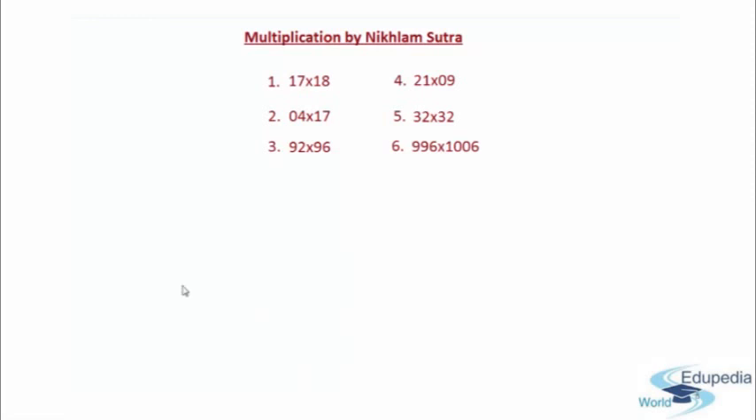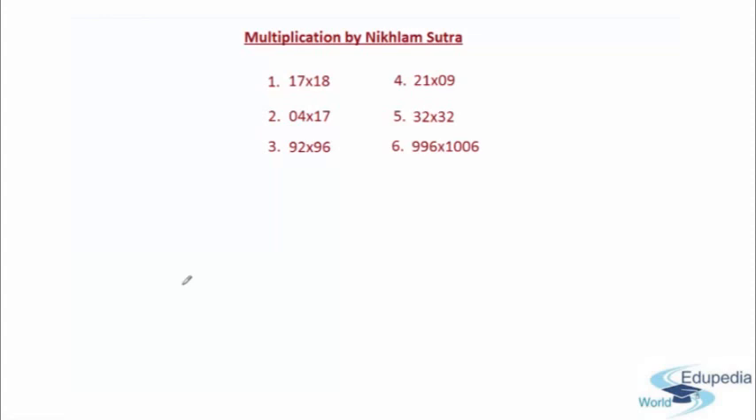Now coming to problem number 6. Here we are having 996 into 1006. If you observe this, you can say that here we can apply only case number 3 Nikhilam Sutra. Why? Because of only one reason: one number is greater than the base and the other number is less than the base. So therefore here definitely we have to apply only case number 3 Nikhilam Sutra in order to get the product of 996 into 1006.